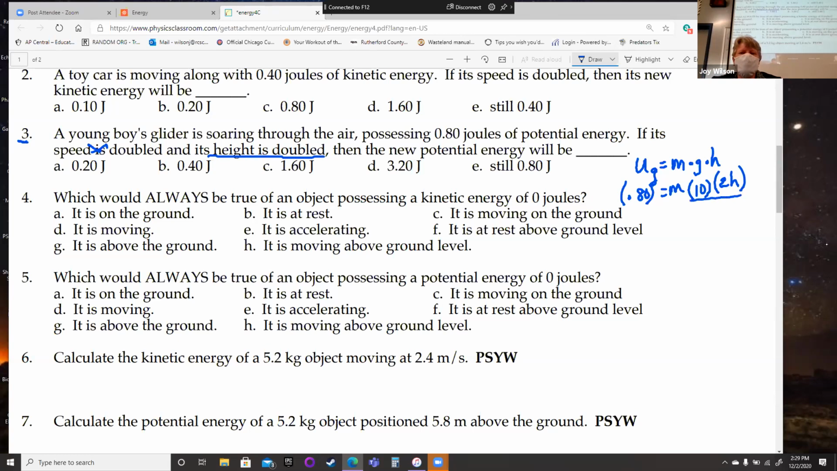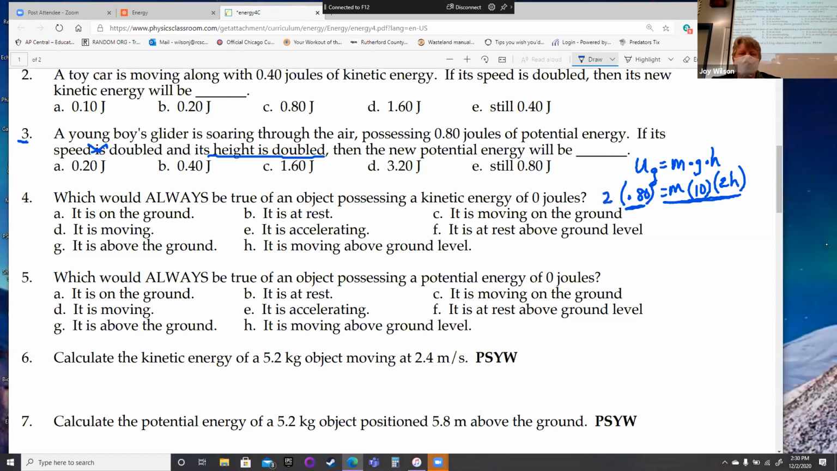So if I put a 2 in on this side, what has to happen to the other side? I have to do the same thing. So if I double the height, I double the energy. So my answer here would be, I now have twice as much energy because I'm twice as far off the Earth.